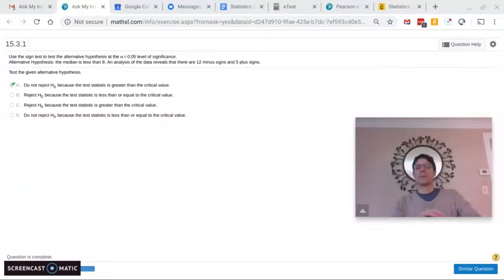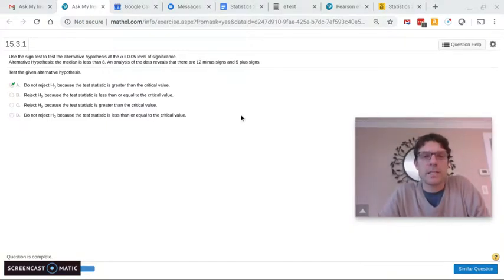Okay, in chapter 15.3, we're going to use the sign test to use hypothesis testing on medians. StatCrunch actually does it, but the one thing they don't do is do it from summary. And so, as you can see, your data is summarized here. We think the median is 8.